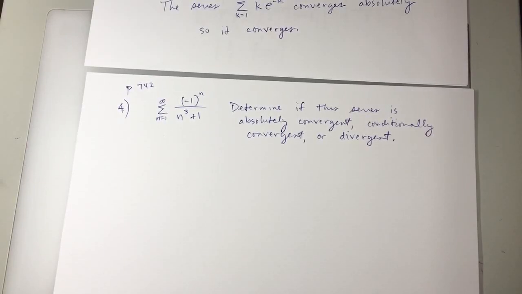For number 4, I have the sum as n goes from 1 to infinity of (-1)^n over n cubed plus 1. And what I'm thinking as a teacher and as somebody who's had a lot of practice with these problems, I'm thinking alternating series test. I'm also thinking p-series, and the comparison test. All those things. What do you expect this one's going to do?